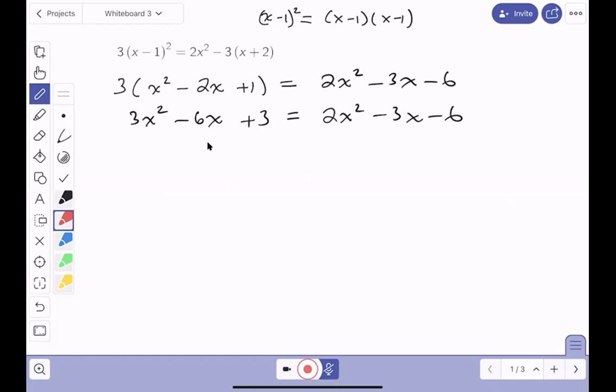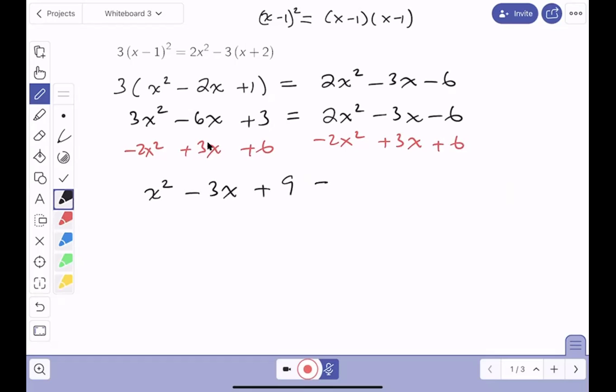Well, what I'm going to do now is I'm going to subtract 2x squared from both sides. I'm trying to get a 0 here, by the way. I'm going to add 3x to both sides. And I'm going to add 6 to both sides. And what would you get? x squared minus 3x plus 9 is equal to 0. I'm going to say that's standard form.